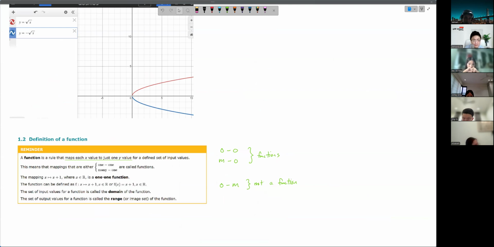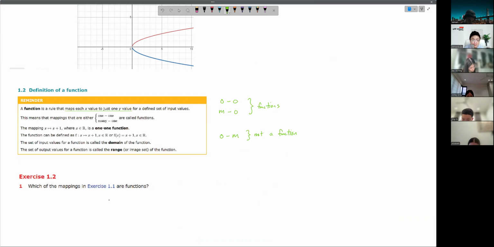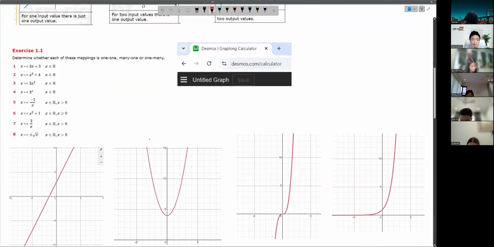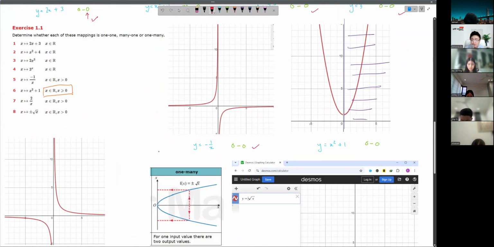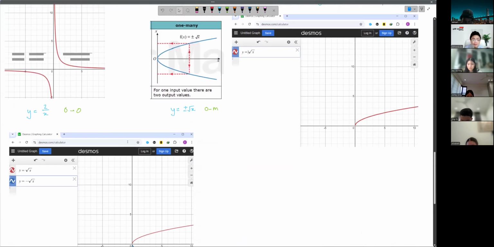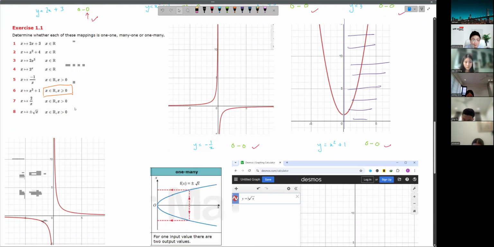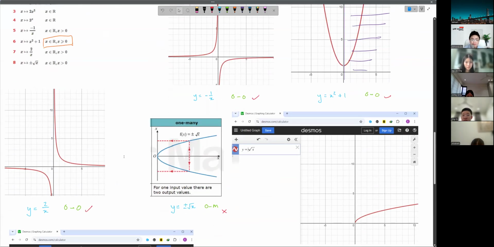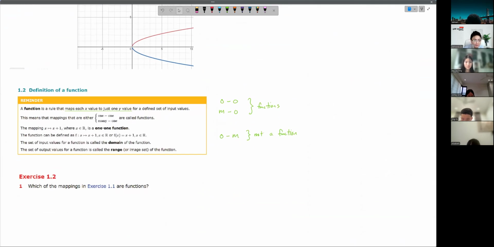If you look at exercise 1, which of the mappings in exercise 1.1 are functions? As long as it ends with a one, it's a function. Let's look back at the ones we've done. This one, you only get one, so it's a function. This one is also one, so it's a function, function, function, because one x can only give you one particular y. This is a function, and this is not a function. So questions 1 to 7 are all functions, except 8, which is not a function. This definition will be important later on.